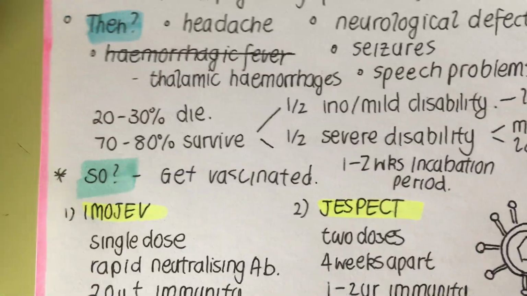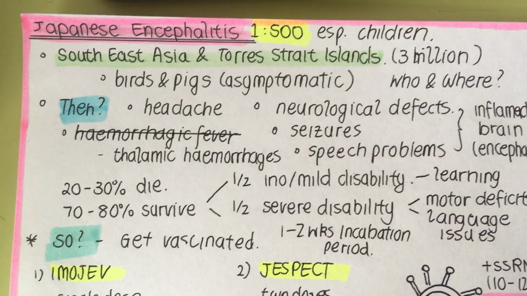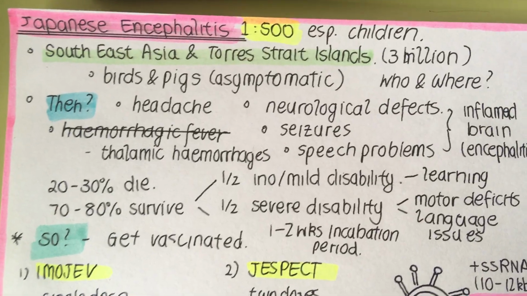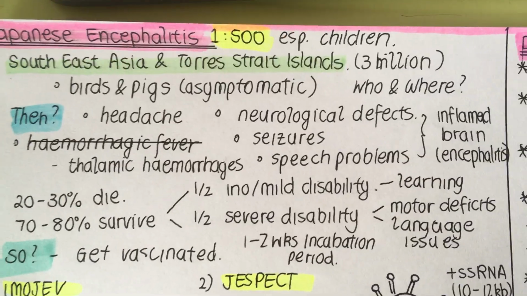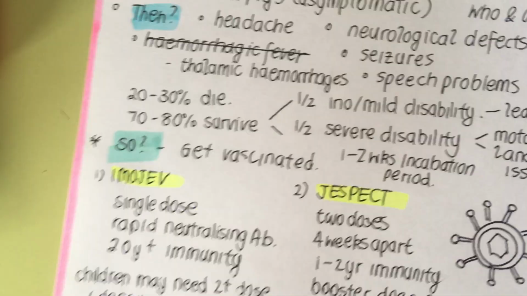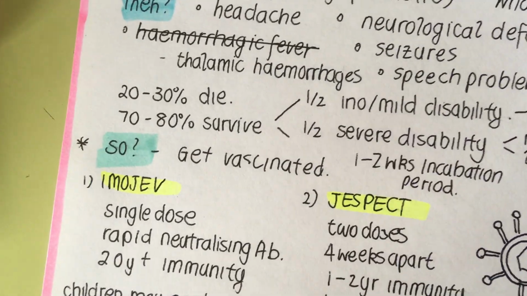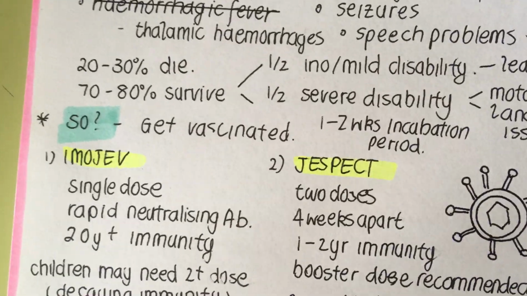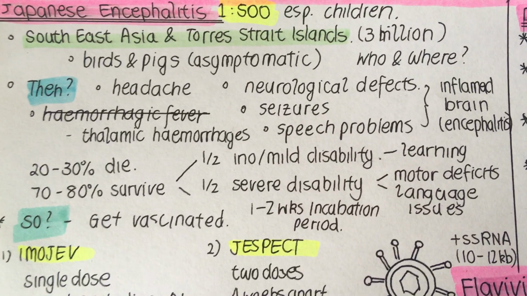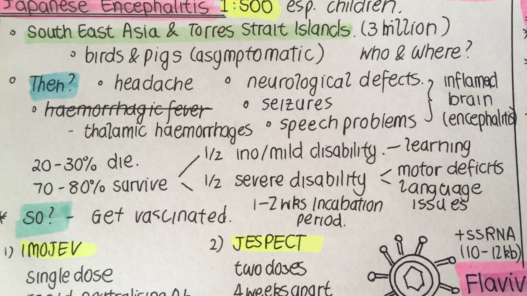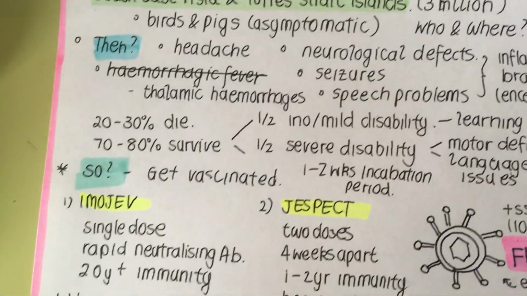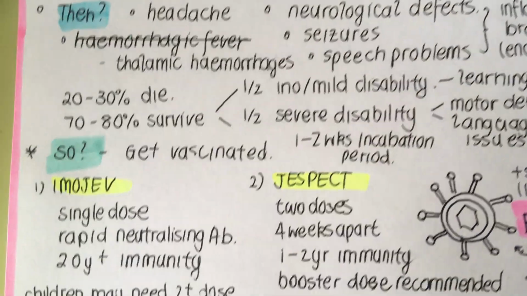Now, moving on to the next flavivirus, we're going to be talking about the Japanese encephalitis virus. It is also found in Southeast Asia and also in Australia in the Torres Strait Islands, which is up at the top. Being in close proximity to birds and pigs places you at a high risk, because these animals, when infected with the Japanese encephalitis virus, are often asymptomatic. And then these can be transmitted in urban areas, particularly by the mosquito.